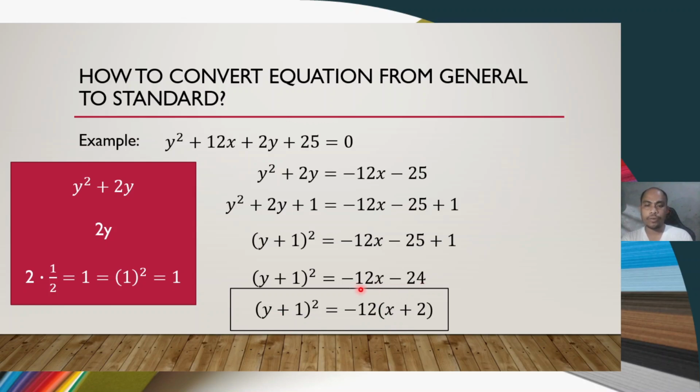So, hahanapin natin yung common na pwedeng i-divide to both terms. So, the common of this one, we have negative 12. So, out natin si negative 12, then we divide each term by negative 12. So, mangyayari ito, negative 12x divided by negative 12, that will be equal to x. Okay? Then, negative 24 divided by negative 12 is positive 2. So, our final answer for this problem is quantity of y plus 1 squared equals negative 12 times x plus 2.